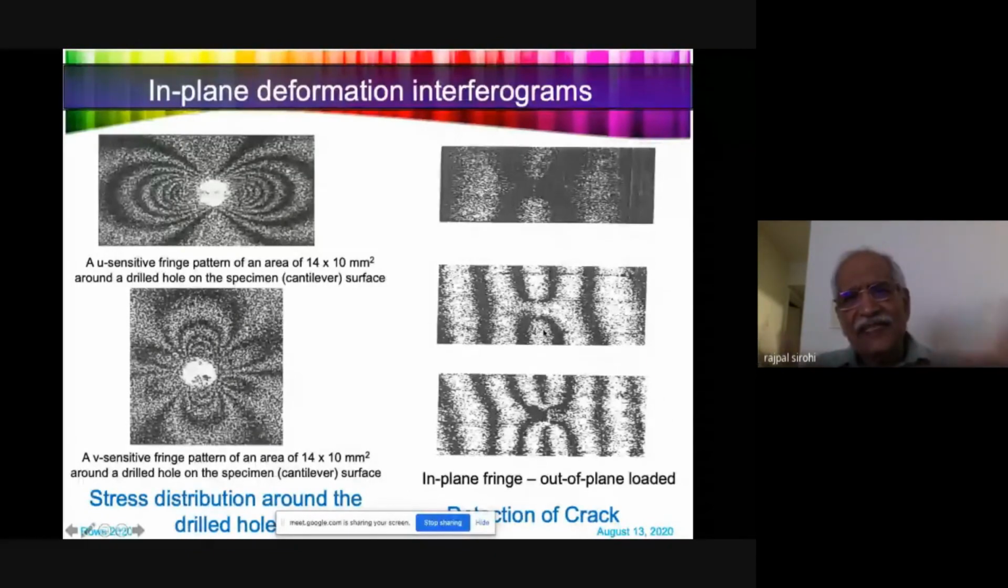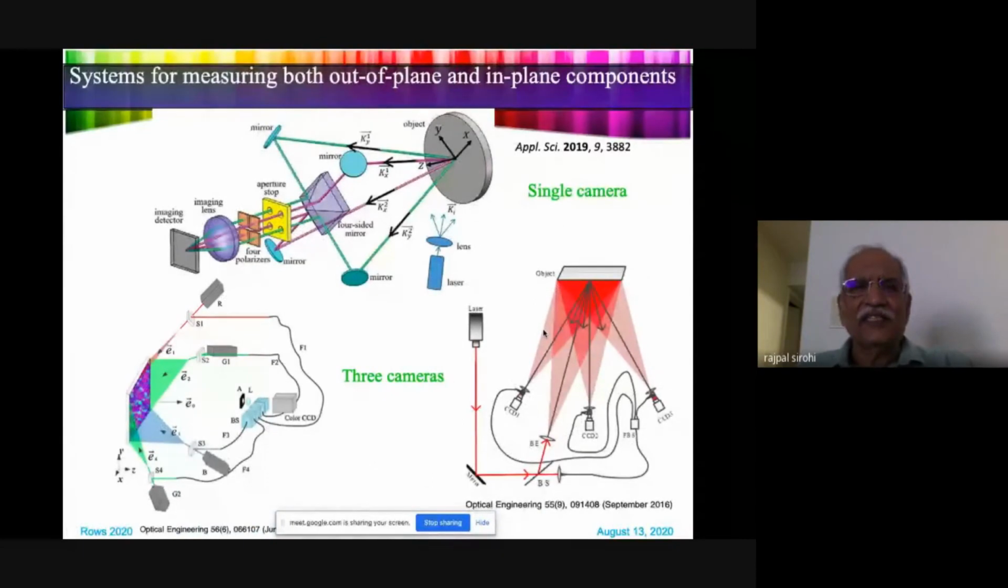These are some of the modern configurations which have been used. In one system, people have used this aperture plate followed by a polarizer, so that the different recordings, although they are carried out at the same time, do not interfere with each other. That is why these different polarizers are used.